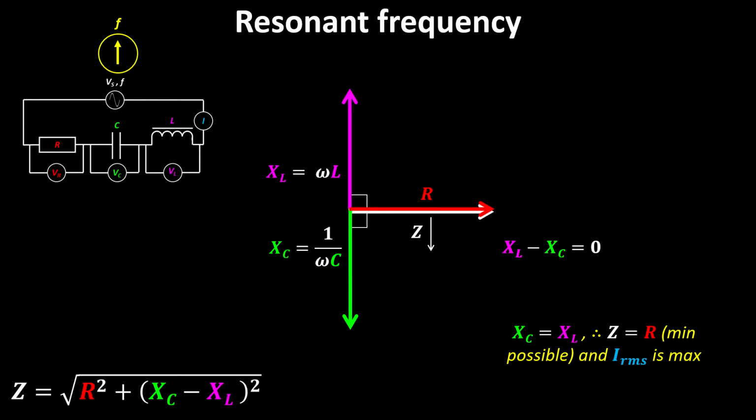And the RMS current is going to be maximum at that particular frequency. So that's that idea of resonance coming up. Resonance is where you have a particular frequency where you get the maximum effect. In this case, the effect is a maximum current.